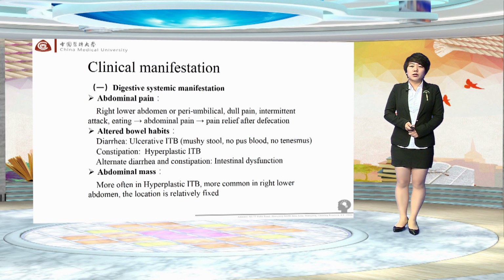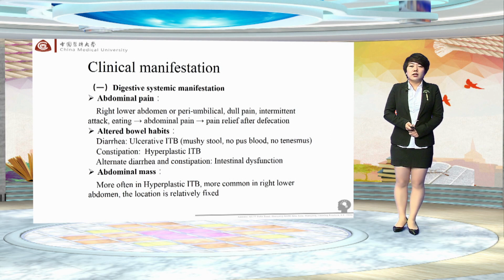2. Altered bowel habits. Some patients will have diarrhea, most often in ulcerative ITB. Some patients will have constipation, most often in hyperplastic ITB. Some patients will also have diarrhea and constipation alternately.